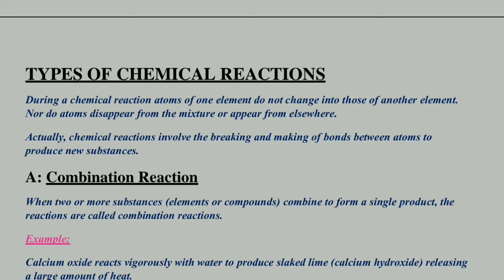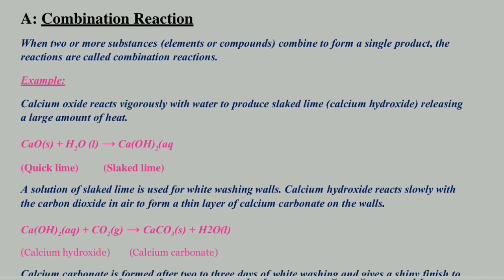For example, we can see here calcium oxide reacts vigorously with water to produce slaked lime, which is also known as calcium hydroxide, releasing a large amount of heat. For example, CaO in the solid form plus H2O in the liquid form makes Ca(OH)2 in aqueous form. So here we can see that CaO is quicklime while Ca(OH)2 is slaked lime. So after this reaction, quicklime will be converted into slaked lime.